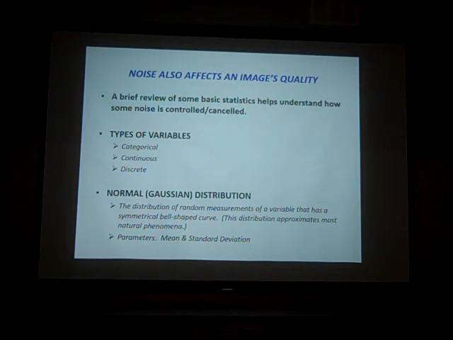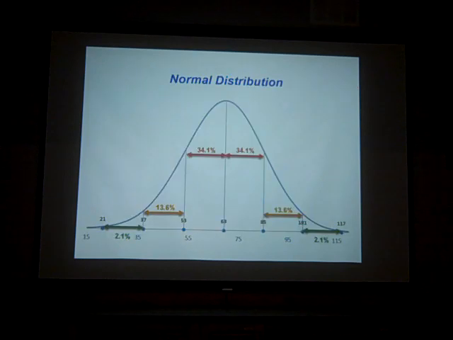Now, if we take sample measurements of a variable, whatever the population is, age, income, grade point average, whatever it is, we get a distribution of observations. A random distribution of measurements that produces a symmetrical bell-shaped curve is what we call the normal or Gaussian distribution. And it has two parameters, a mean and a standard deviation. If we know the mean and the standard deviation, we know everything about that distribution.